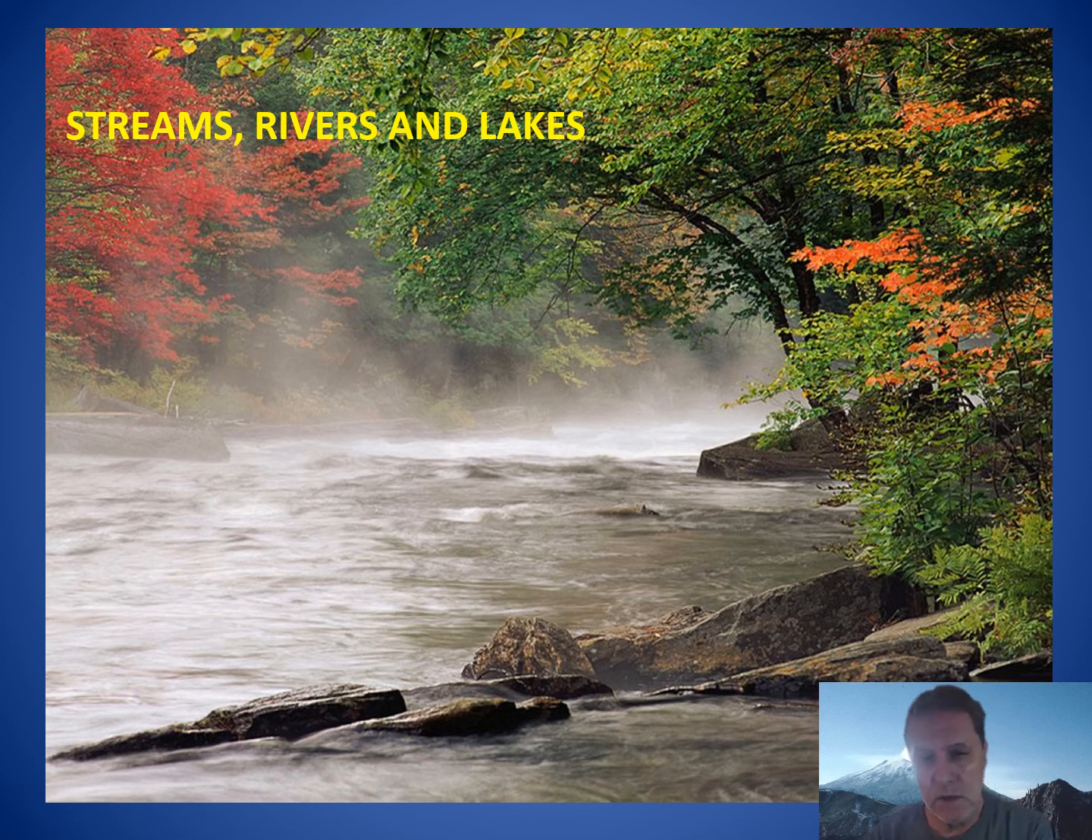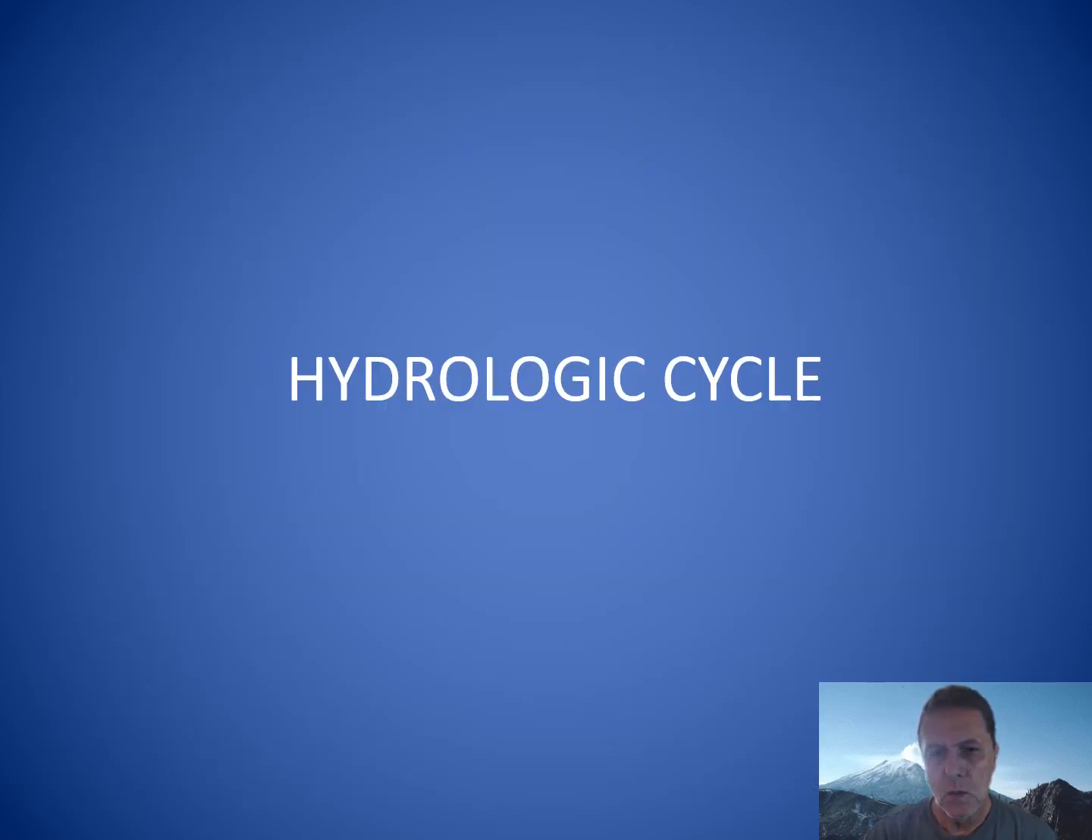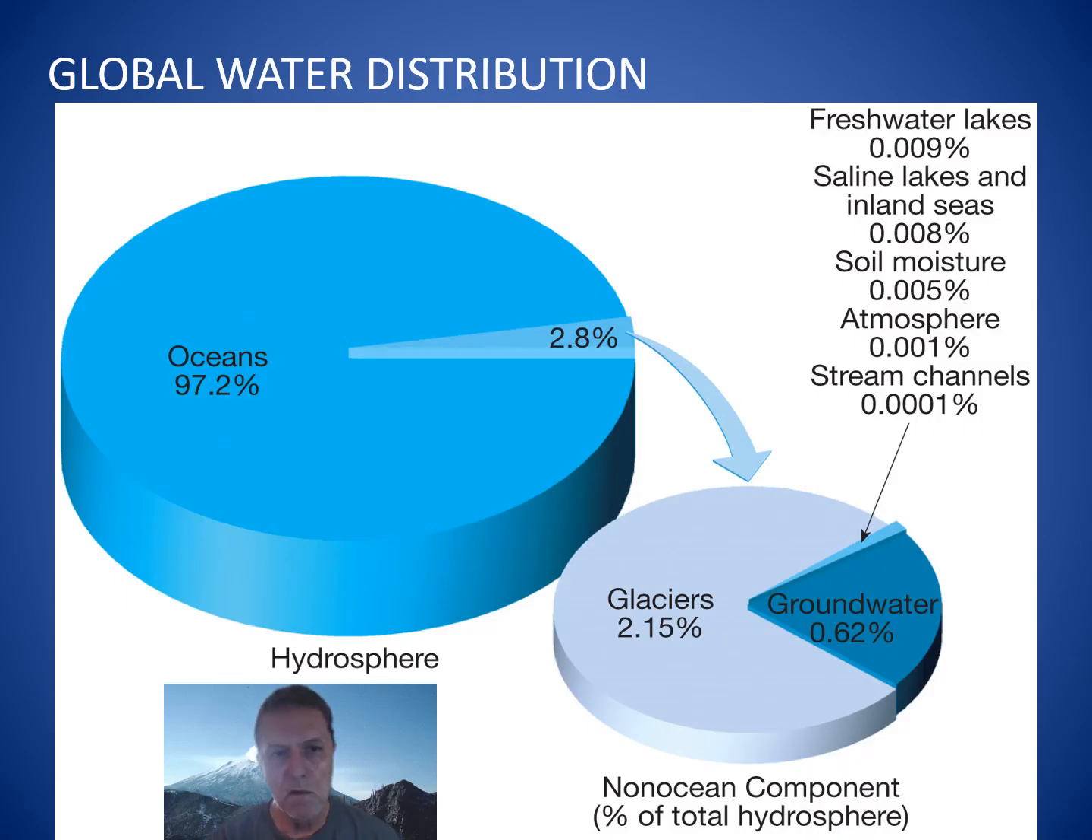So when we talk about streams, rivers, and lakes, again, we're talking about fresh water. And fresh water as part of the hydrologic cycle, which we'll explain here. So the hydrologic cycle has to do with the circulation of water on this planet.